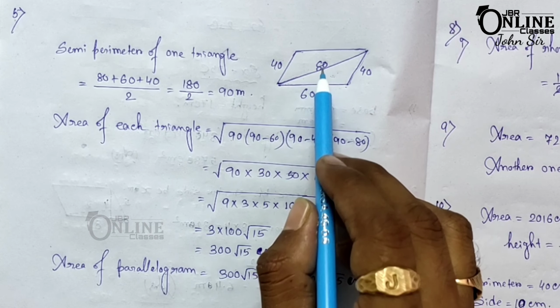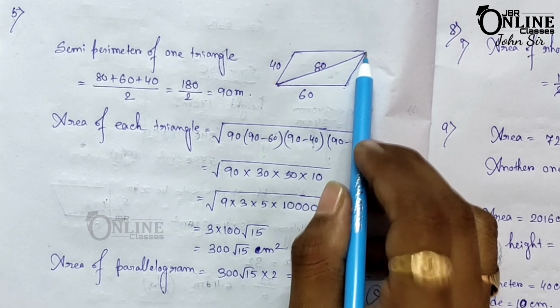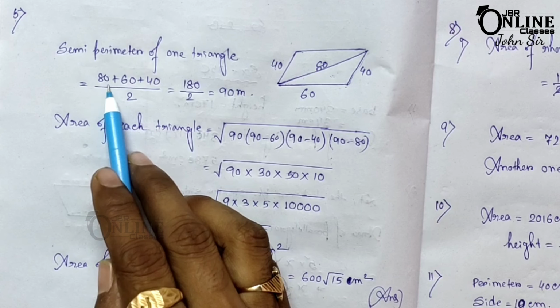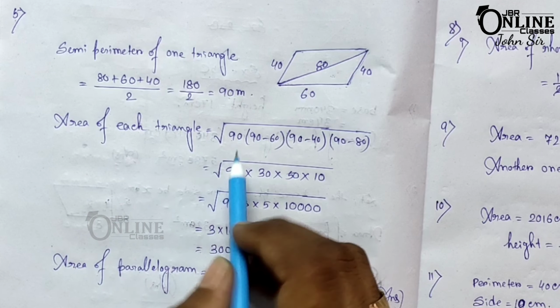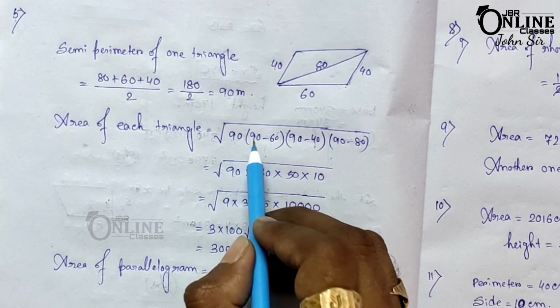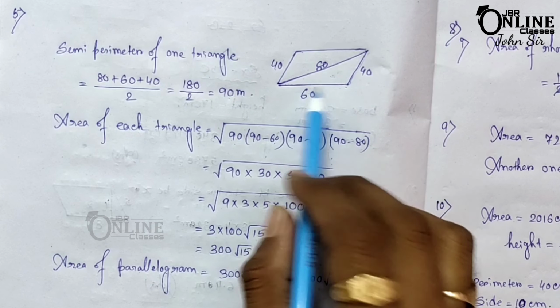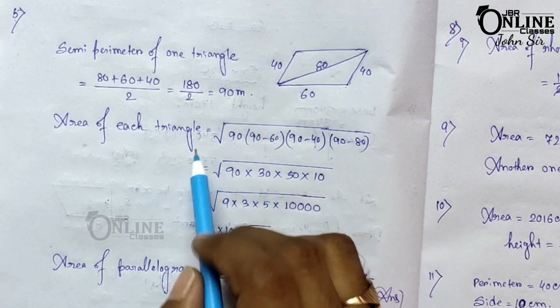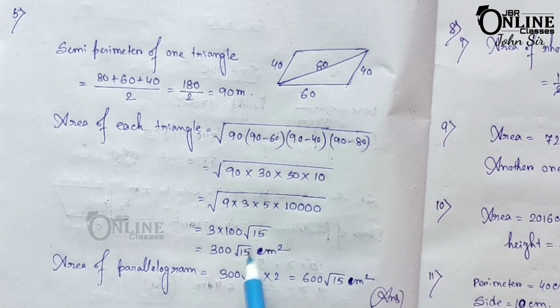Heron's formula. First you have to find the semi perimeter of this triangle. So semi perimeter equals 180 by 2, that equals 90 meters. Now what is the formula? The formula will be the square root of S into S minus A, S minus B, S minus C. A, B, C are the three sides of the triangle. So here suppose A is 60, B is 40 and C is 80.